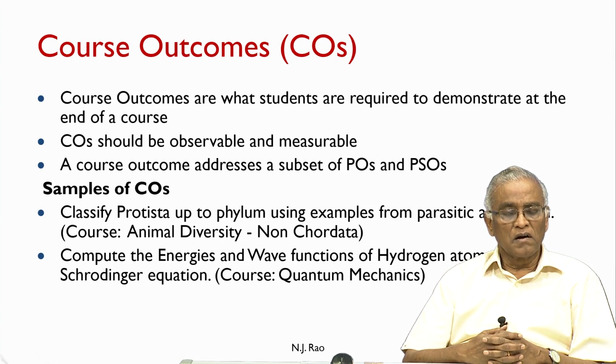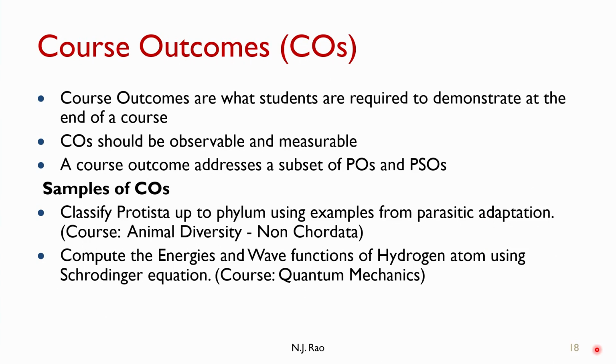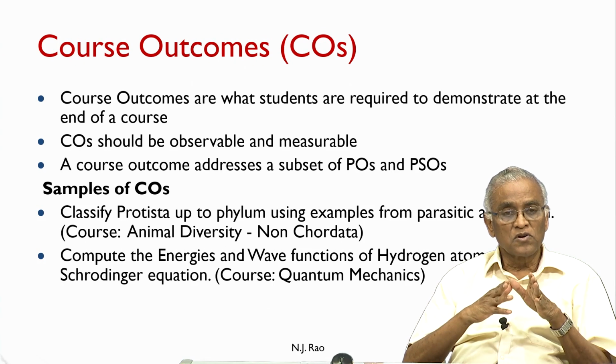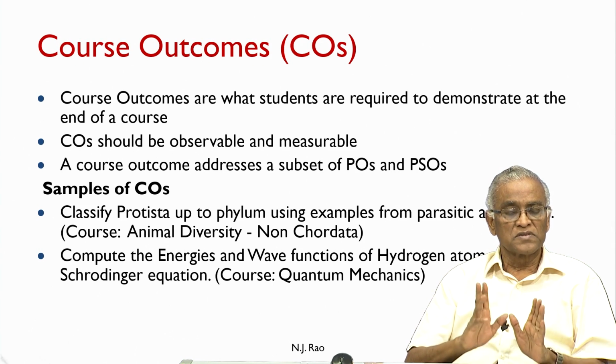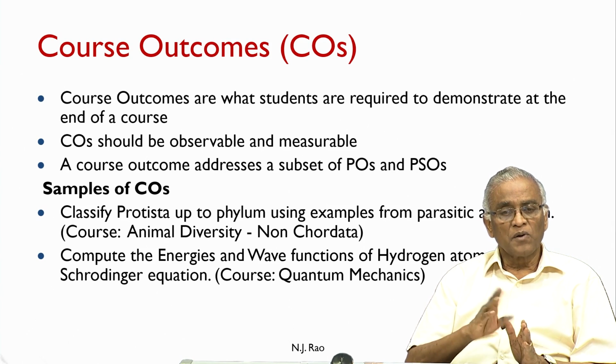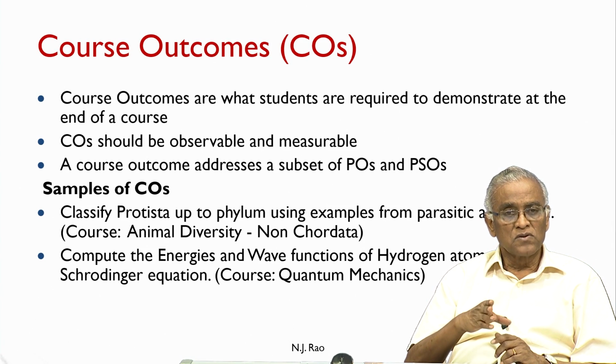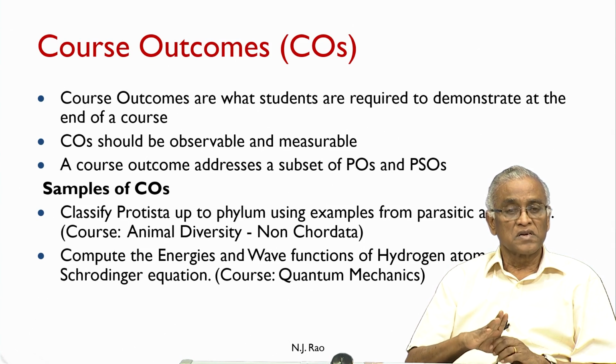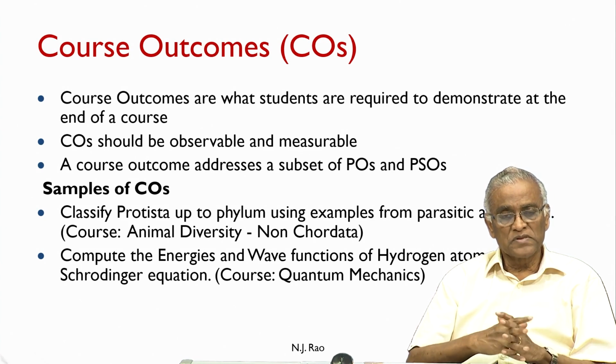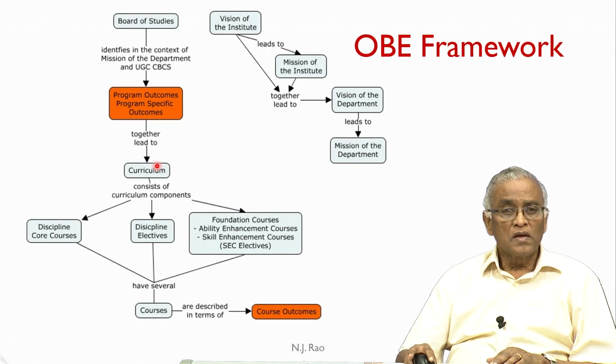Now these are 2 sample COs. One is from a course called Animal Diversity Non-Chordata. Compute the energies and wave functions of hydrogen atoms using the Schrodinger equation. That comes from a course on quantum mechanics. That means the student should be able to compute the energies and wave functions of hydrogen atoms. That is the goal. And on top of that, you are also prescribing that you should be able to compute those energies using the Schrodinger equation. That is the specificity of the CO.